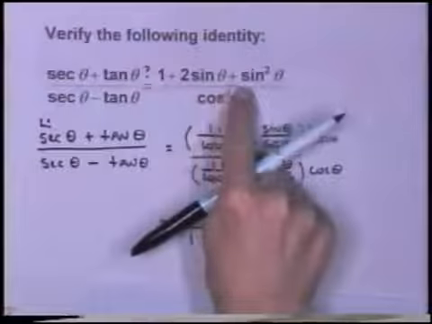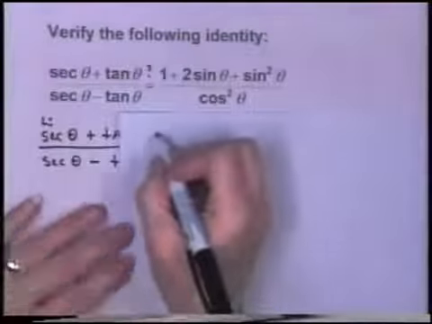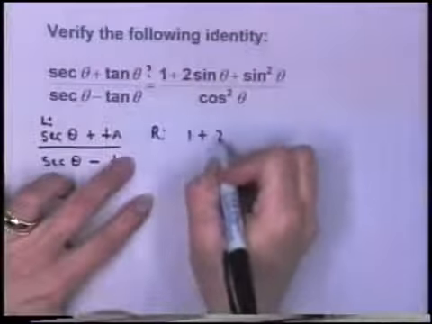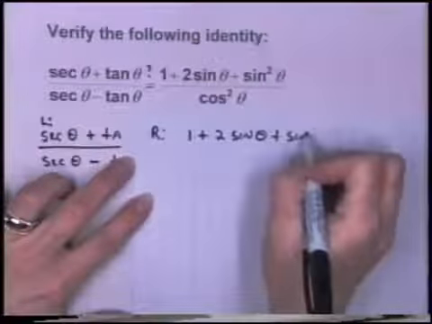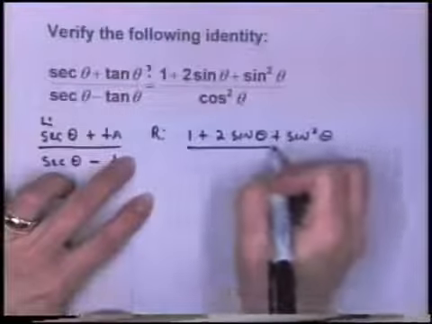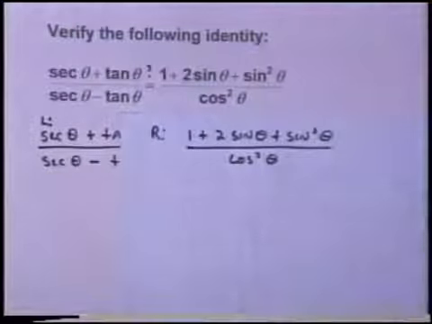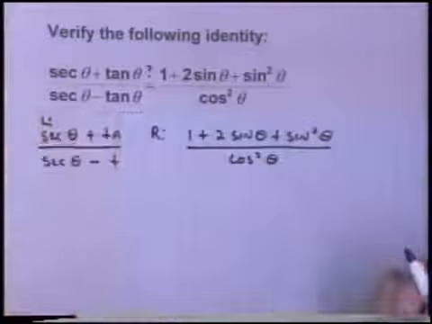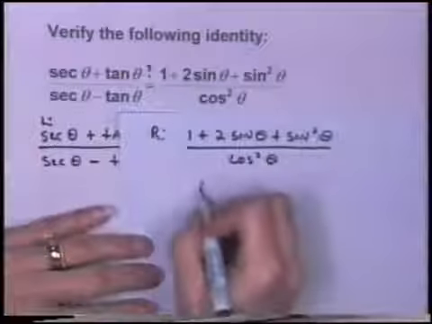Like I could change this to 1 minus sine squared, and that looks like something I might be able to factor. So here's what I'm going to do. I'm going to take the right-hand side, 1 plus 2 sine theta plus sine squared theta over cosine squared theta. Now you'll notice I haven't worked on the left and right hand side at the same time. I worked on the left a while. Now I'm going to work on the right hand side.